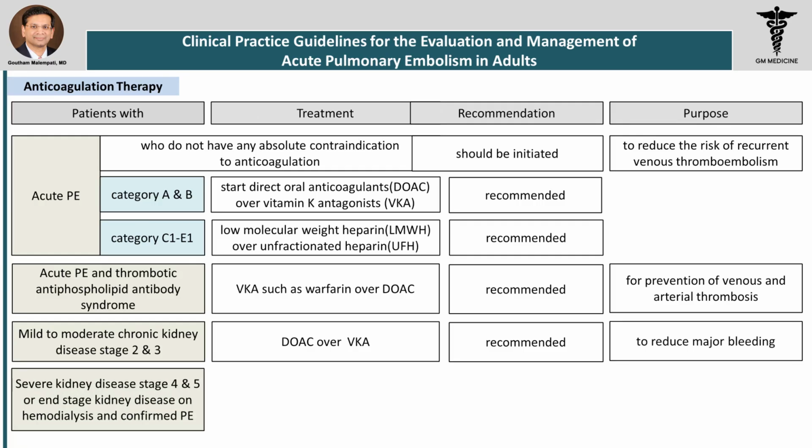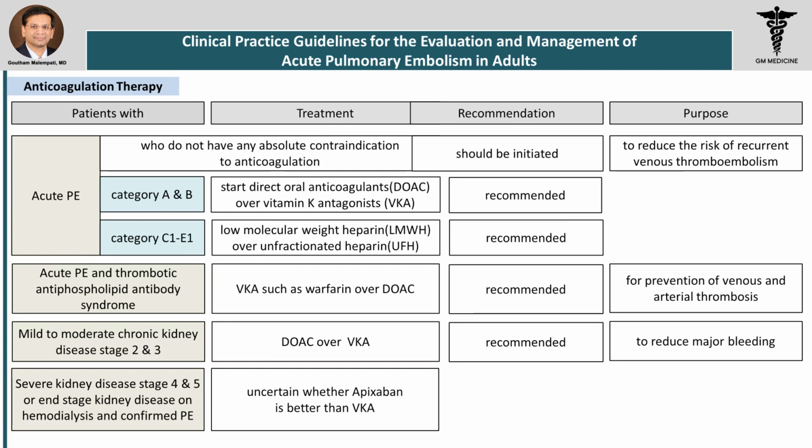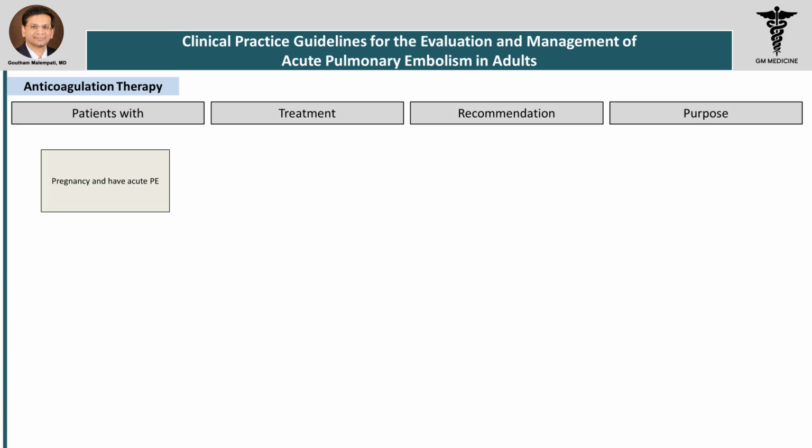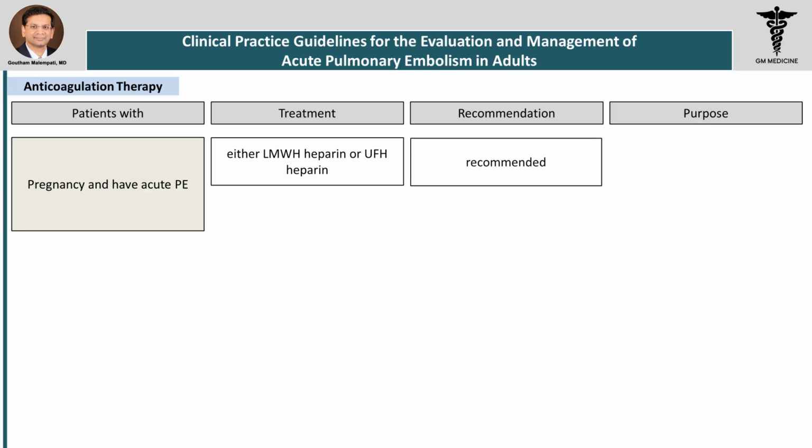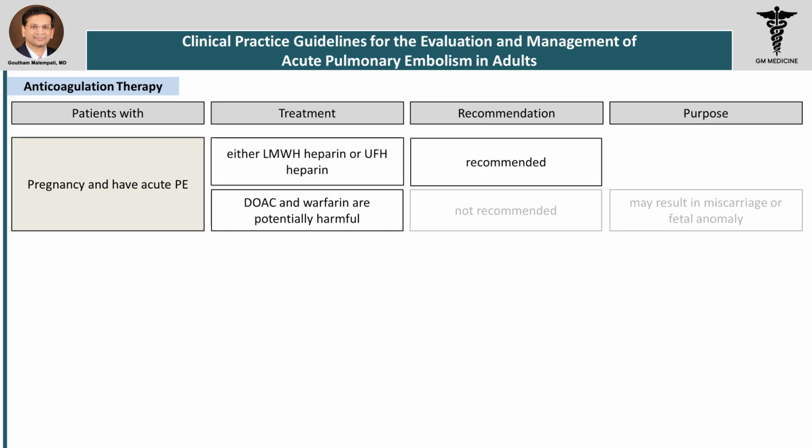In patients with severe kidney disease, stage 4 and 5, or end-stage kidney disease on hemodialysis and confirmed pulmonary embolism, it is uncertain whether apixaban is better than vitamin K antagonist to reduce bleeding. In patients who are pregnant and have acute pulmonary embolism, either low molecular weight heparin or unfractionated heparin is recommended. Direct oral anticoagulants and warfarin are potentially harmful and may result in miscarriage or fetal anomaly.